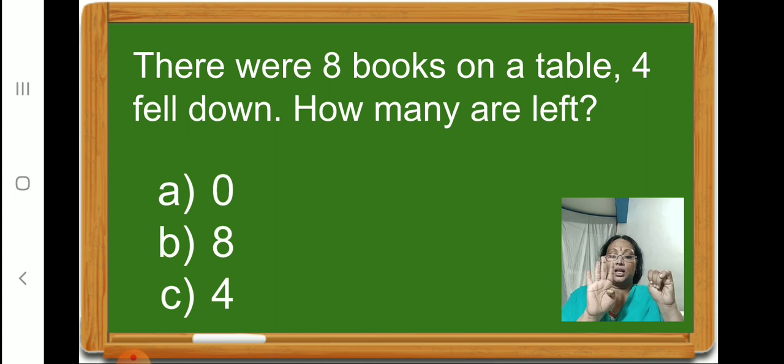Now, children, how many fingers are left? Count and see. 1, 2, 3, 4. Therefore, children, now 4 books are left on the table. So, we have to select the correct option C, 4, which is the right answer.